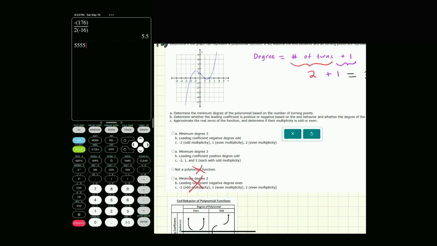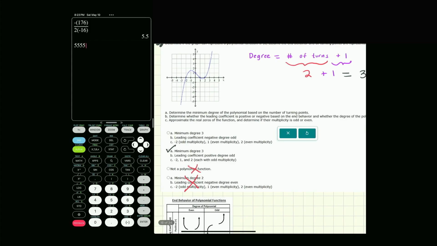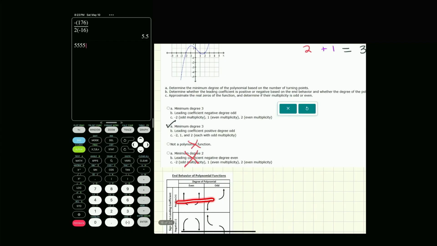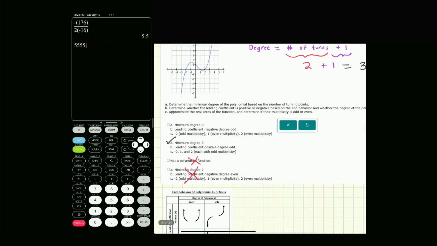And there's only one answer here that has a leading coefficient that's positive in an odd degree. And that's answer B. Answer B shows that our minimum degree is 3, which we got from up here. And it says the leading coefficient is positive and the degree is odd, which we got from our chart, positive, odd. So B is the only option there.